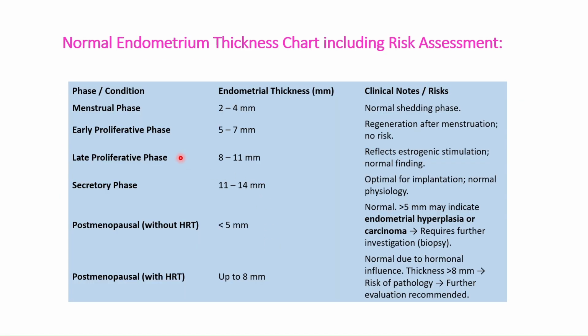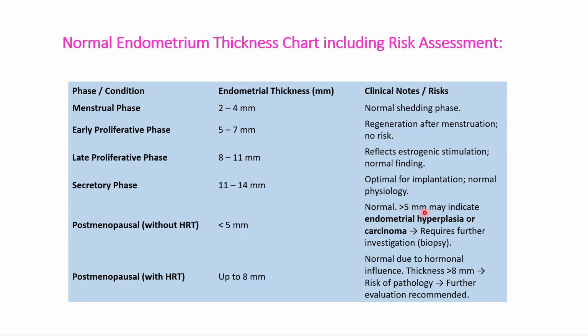So first of all, normal endometrial thickness. In menstrual phase, it is normal 2 to 4 mm, early proliferative phase 5 to 7 mm, late proliferative phase 8 to 11 mm, secretory phase 11 to 14 mm, which is optimal for implantation, and postmenopausal women without hormone replacement therapy, it is less than 5 mm.